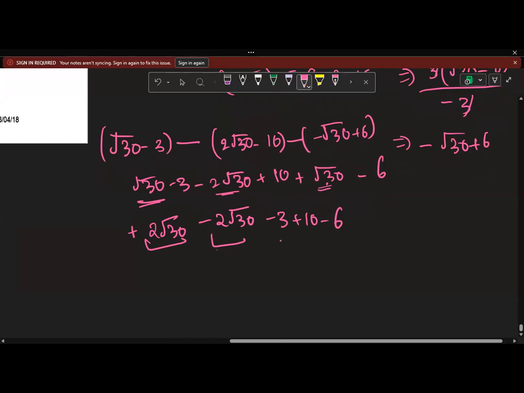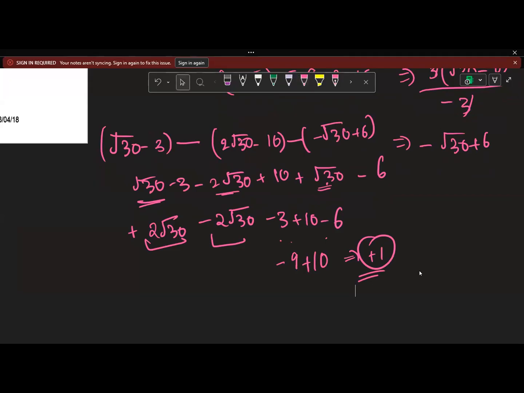We can cancel it. Minus 3 and minus 6 is minus 9 plus 10. So the answer is plus 1. Plus 1. Right children? Did everyone understand? Okay, good children.